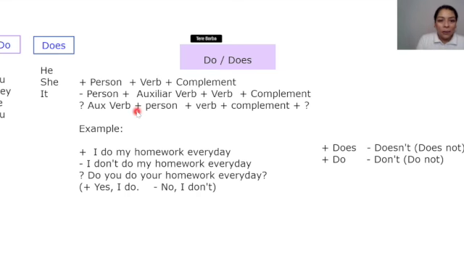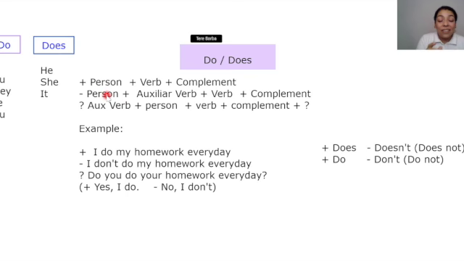We're going to start with the structure of the sentence. We start with the person: I, you, he, she, it, they, we, you, and then the verb. In this case, we're going to use do or does as a verb. I do ballet, the complement.